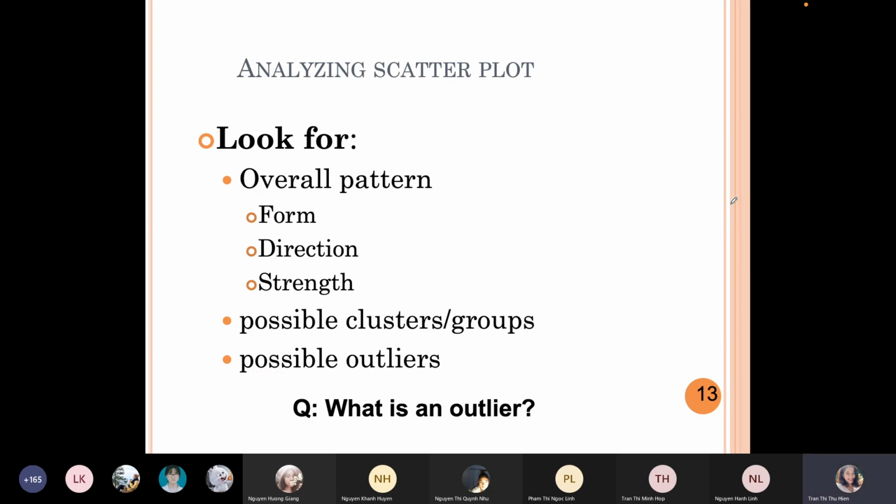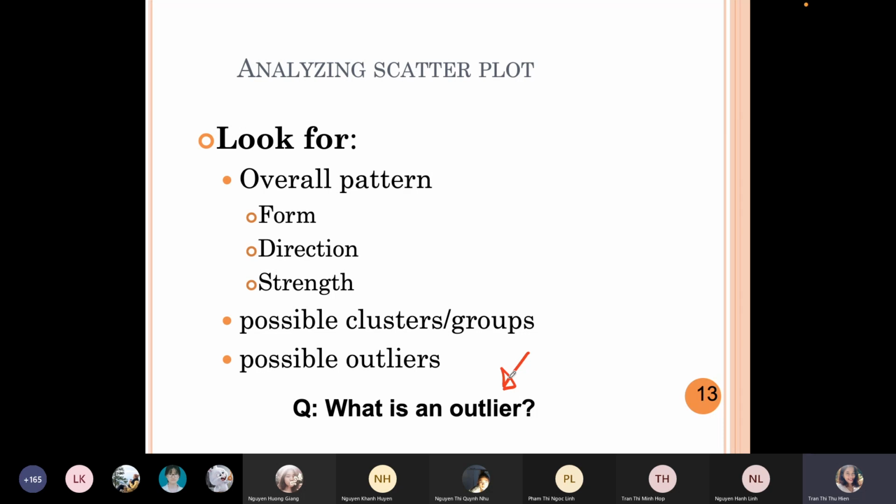This is the way to analyze a scatter plot. First of all, you have to look at the overall pattern: form, direction, strength. After that, find the outlier. So what is an outlier? Sometimes a data set will have one or more observations with unusually large or unusually small values. These extreme values are called outliers.